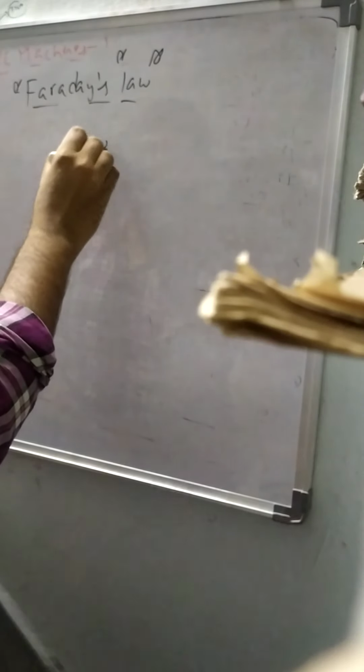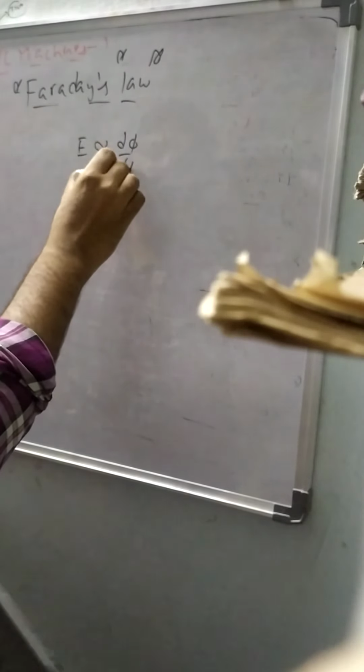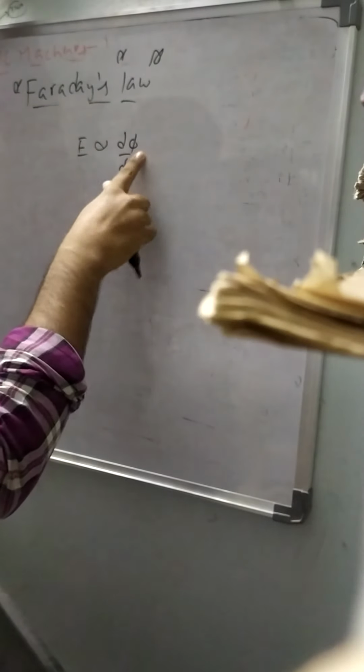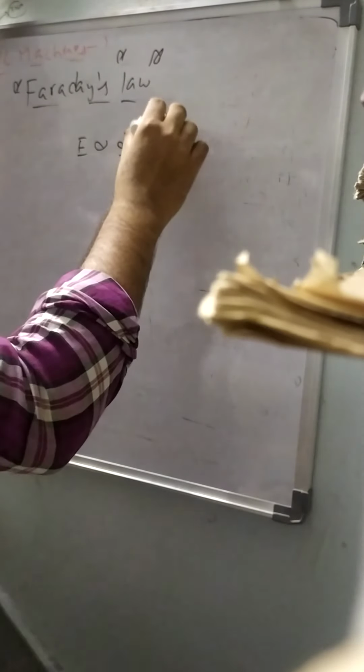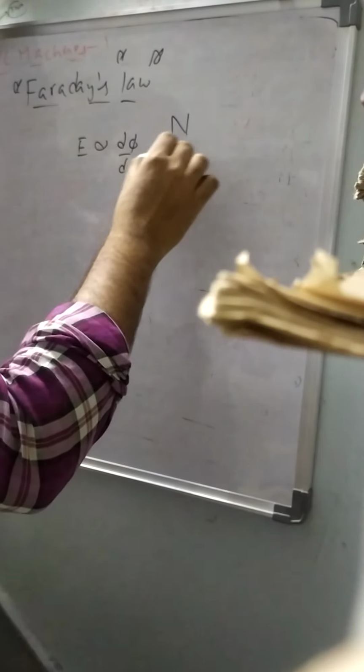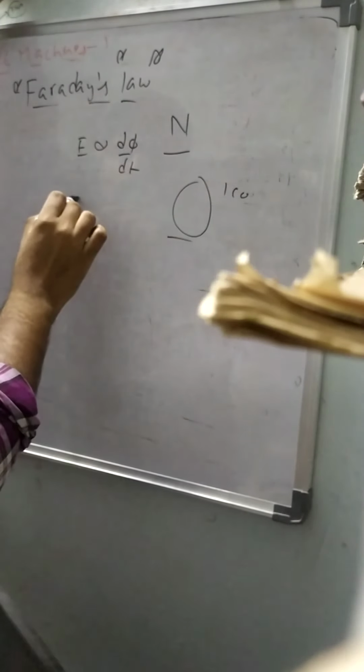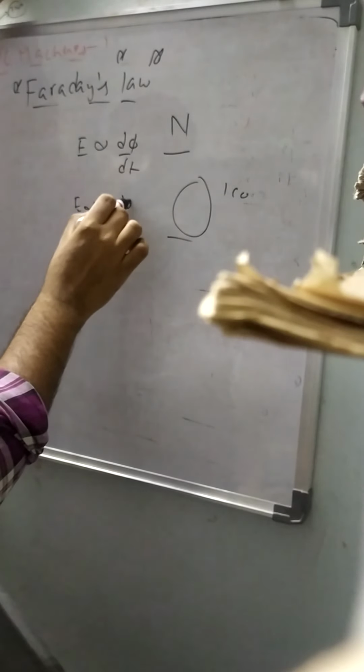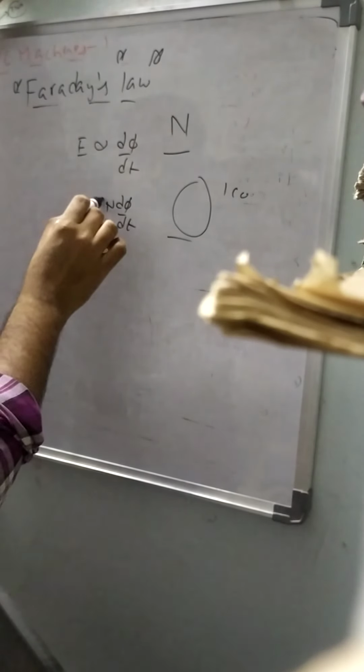Now according to Faraday's law, the generated EMF across the coil terminals, E, is directly proportional to d phi by dt, the rate of change of flux linkages with respect to the conductor. For example, I am taking a large coil which contains N turns. What is the meaning of a turn? One round is said to be one turn. So E is directly proportional to N d phi by dt. Here we get minus N d phi by dt.